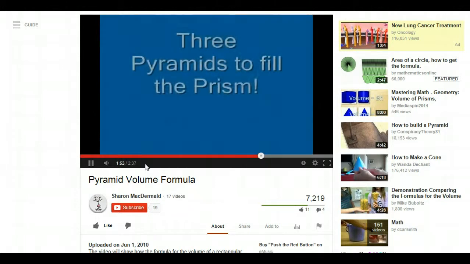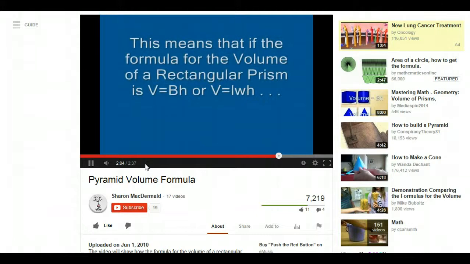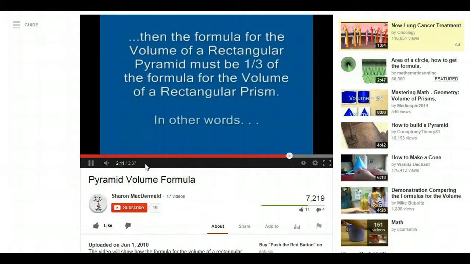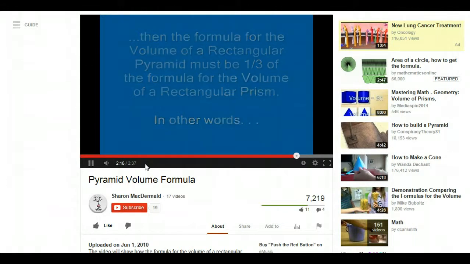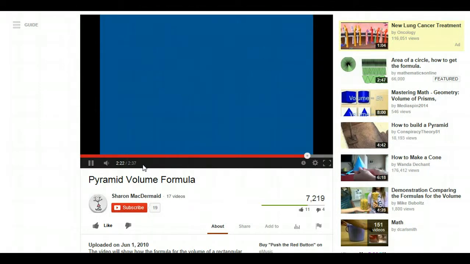Ta-da! 3 pyramids to fill the prism, which will lead us to a formula. A rectangular pyramid is 1/3 of the volume of a prism. So 1/3 base times height, or 1/3 length times width, which is the area of the base, times the height.